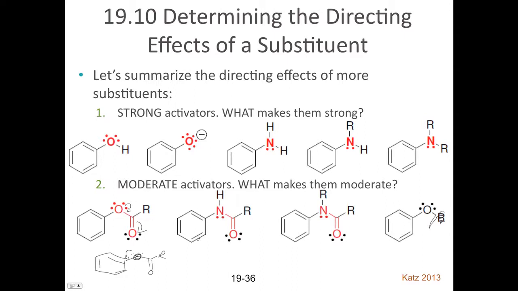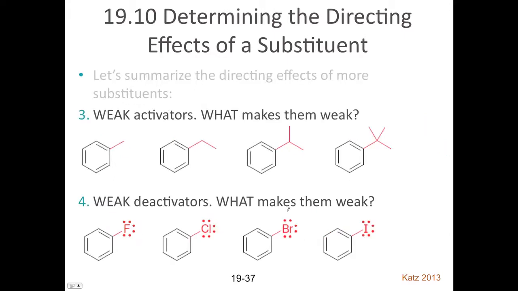Okay, so cross conjugation here. There's that, and that's what makes it a moderate activator. Okay, so there's that. All right, let's go on to weak activators. What makes them so weak? Why weak? No resonance.